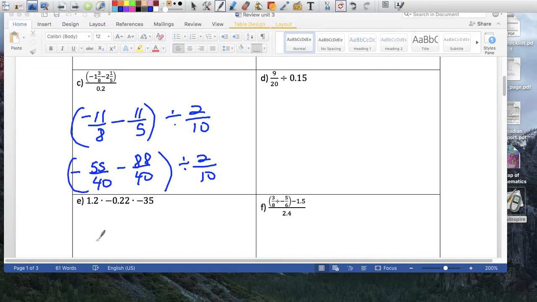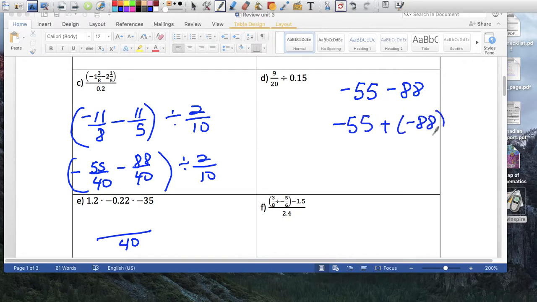Over here, I'm going to get something over 40, right? So if you imagine that, your numerators look like this. If I change that to an addition problem, I'm going to get something like this, right? And two negatives here, it's going to be more negatives, 55 and 88. Let's add it up. 3 goes 1, 6, 143.